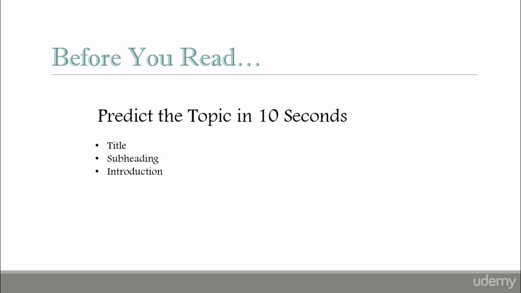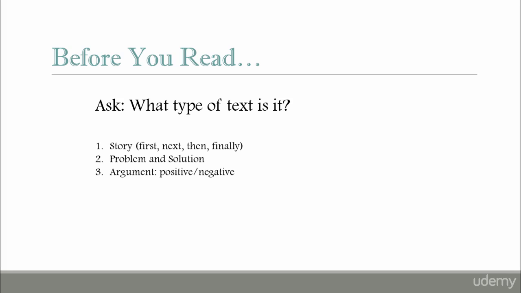Before you read, try to predict the topic as quickly as possible, maybe in 10 seconds or less. You do this by just reading the title, and if it has a subheading, read that too. If you still can't predict the topic, go ahead and skim through the introduction. But typically, you should be able to tell what the passage is about by looking at the title and subheading.